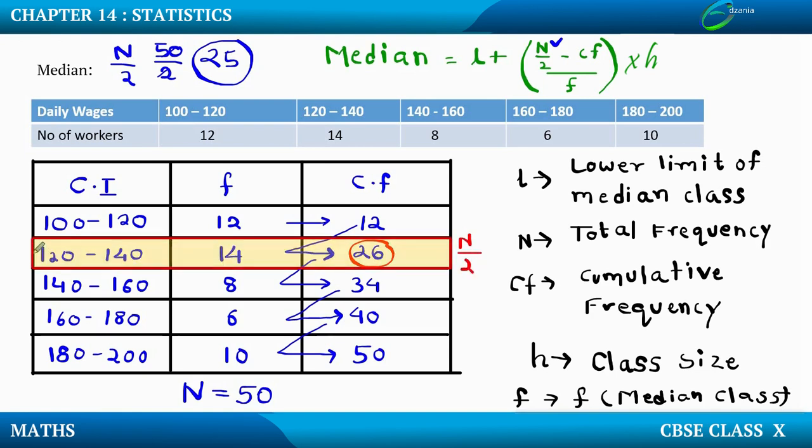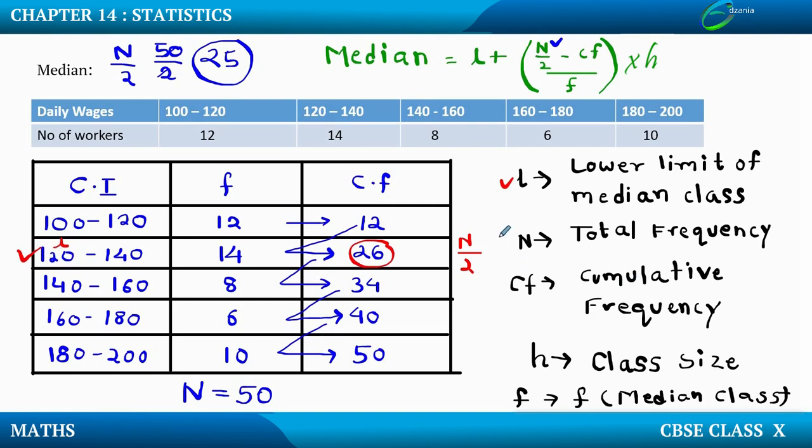Now this class over here is called the median class. So the corresponding class is 120 to 140. This 120 to 140 is called the median class. Now we have L over here. This L stands for lower limit of median class. So which is the lower limit? Lower limit is 120. So we got the value of L as 120.